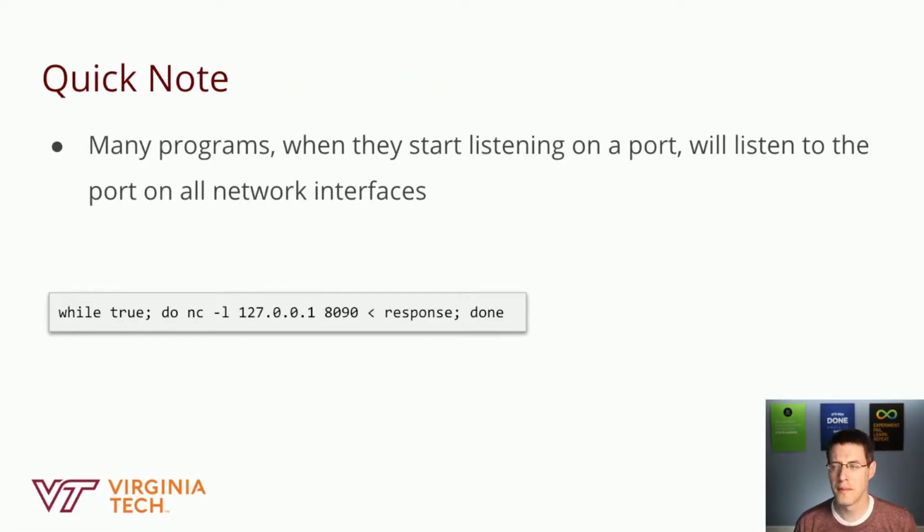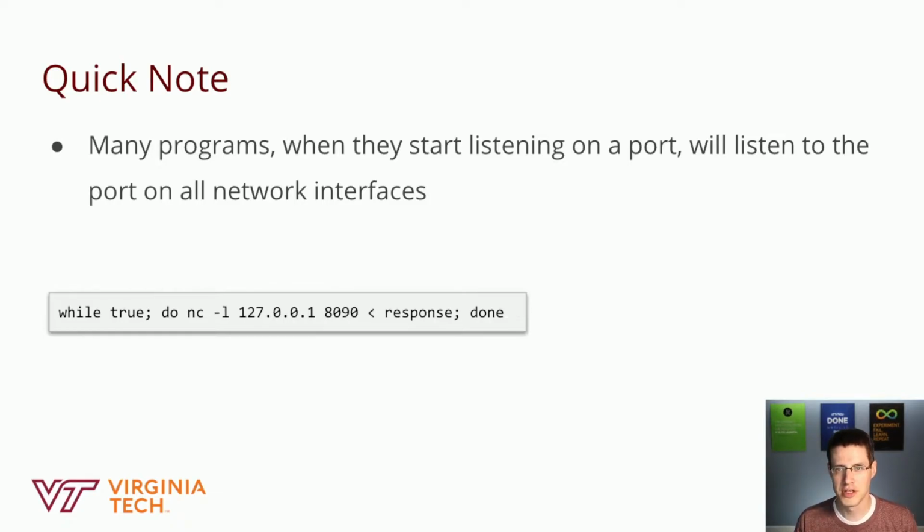And note that for a lot of machines, there are several different network interfaces. There's a loopback interface, which keeps things on localhost at 127.0.0.1. But there might also be a Wi-Fi or an Ethernet or a variety of other network interfaces. And a lot of processes, when you say I want to listen to port 8080, for example, will listen to it on all of those network interfaces.